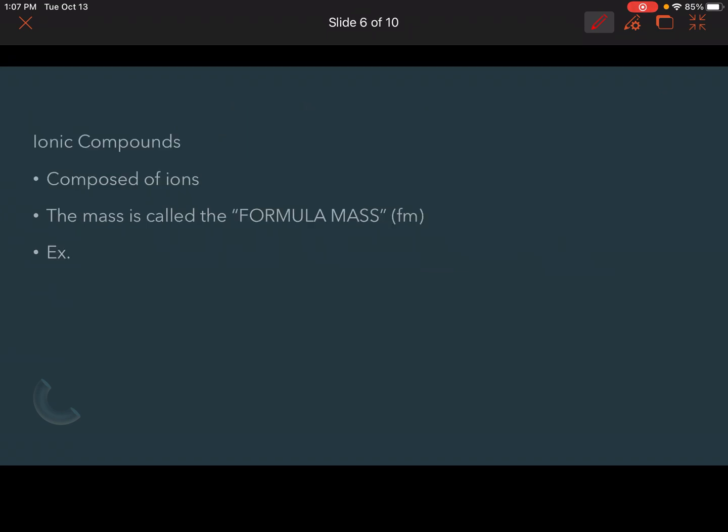Now, ionic compounds, these are composed of ions. So the mass, when we add up the masses of these, we're going to call those formula mass, so FM instead of our MM here. Example, these would be things like NaCl, lithium fluoride, etc. Okay. So we've got ionic compounds and molecular compounds. How we calculate the masses is exactly the same way. We just literally, one's called formula, one's called molecular mass.